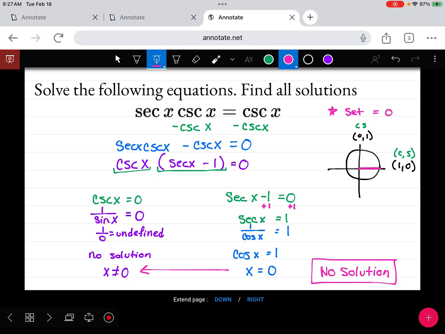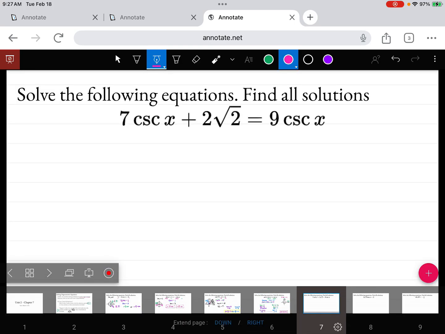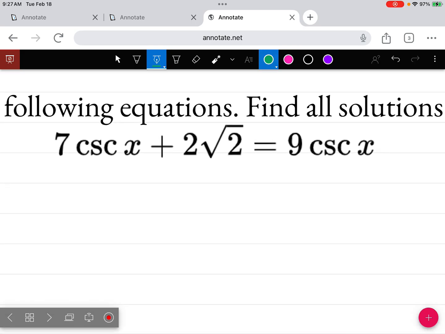The next one's going to look a little scary, but I promise it's okay, because there's surprisingly more numbers than we're used to seeing here. So we've got 7 cosecant of x plus 2 square root of 2, and we want to know when that equals 9 cosecant of x. So what should we do first? Let's get those cosecants together, because I really don't like having them on opposite sides of the equal sign. So we're going to subtract our 7 cosecant of x from both sides.